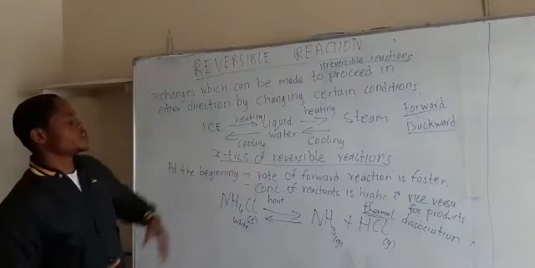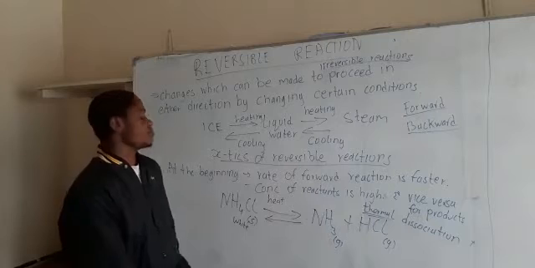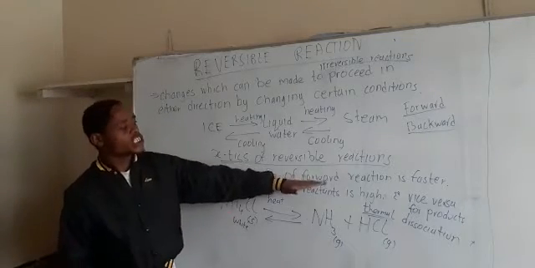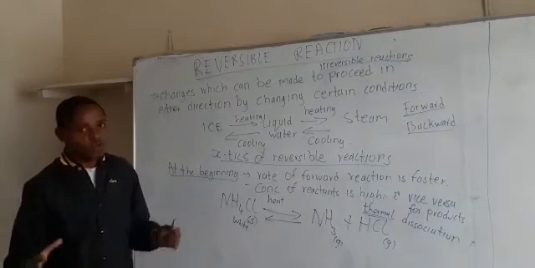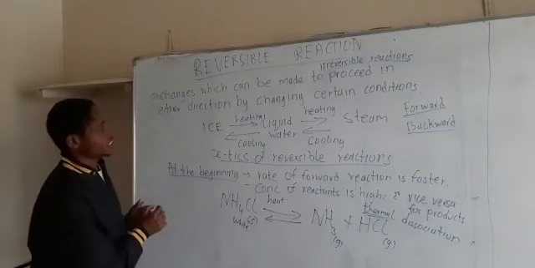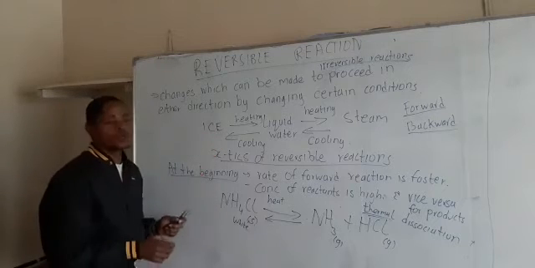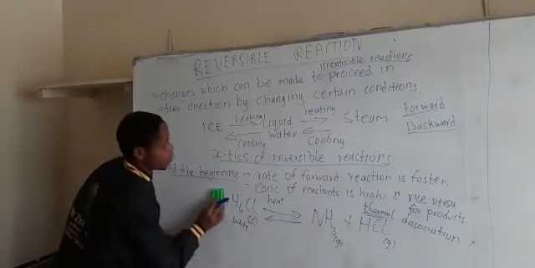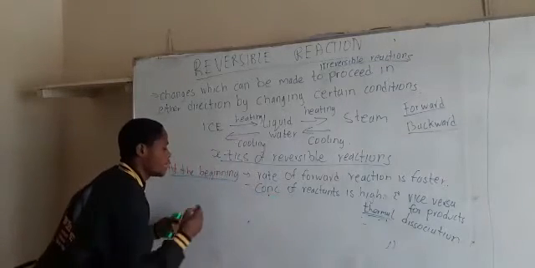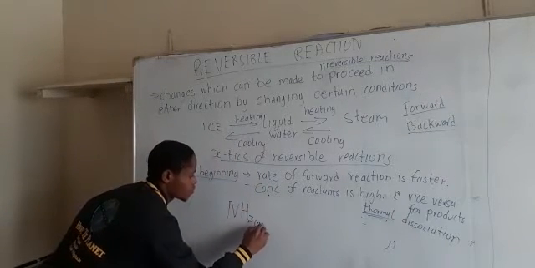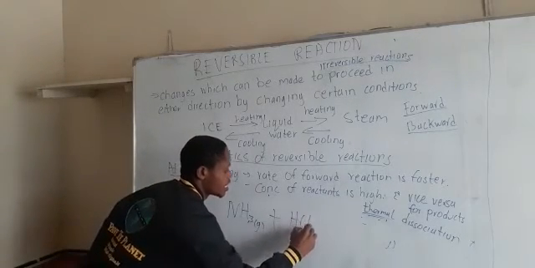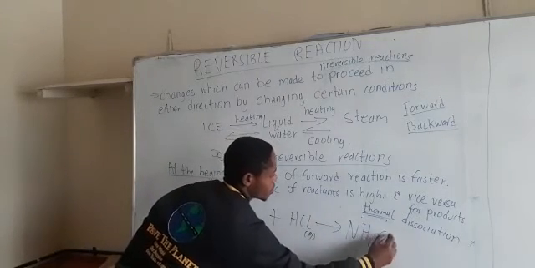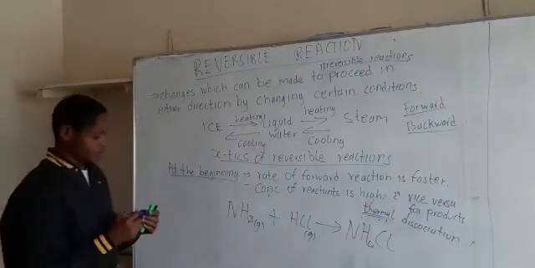So I want us to look very briefly at the characteristics of a reversible reaction. At the beginning of a reversible reaction, the rate of forward reaction is always faster. So if you combine your reactants, let me use this one. Suppose we combine ammonia gas, NH3, plus hydrogen chloride gas, to form ammonium chloride, which is a solid.